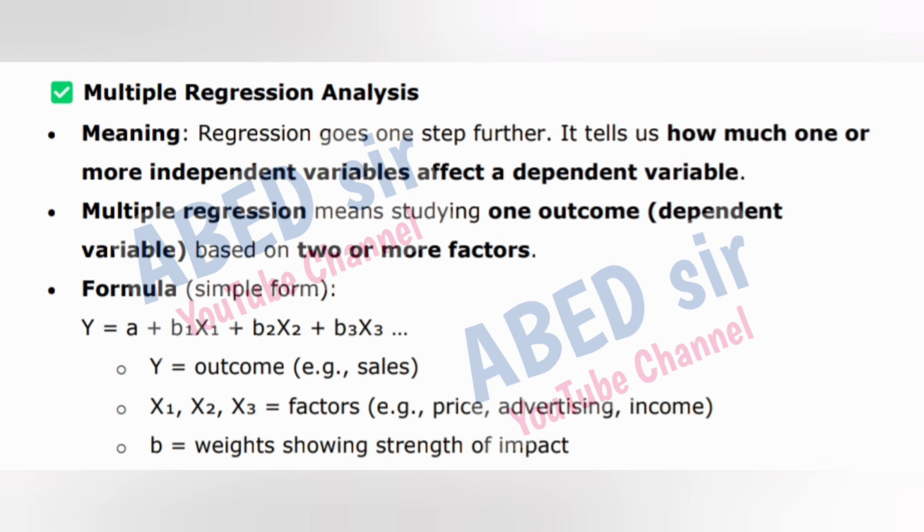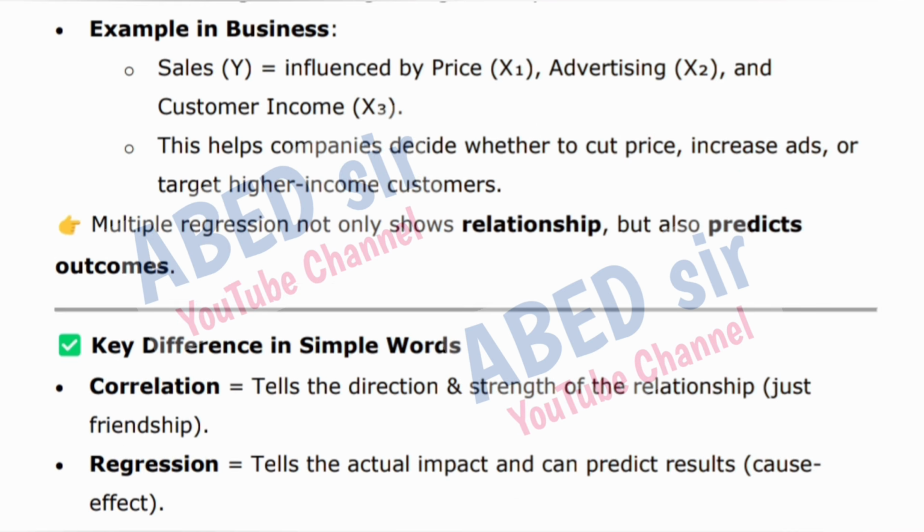Y is equal to outcome, example, sales. X is equal to factors, example, price, advertising, income. B is equal to weights showing strength of impact. Example, in business, sales, Y, is equal to influenced by price, X1, advertising, X2, and customer income, X3. This helps companies decide whether to cut price, increase ads, or target higher-income customers.